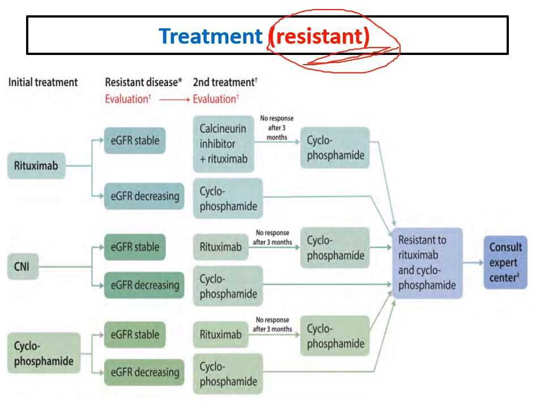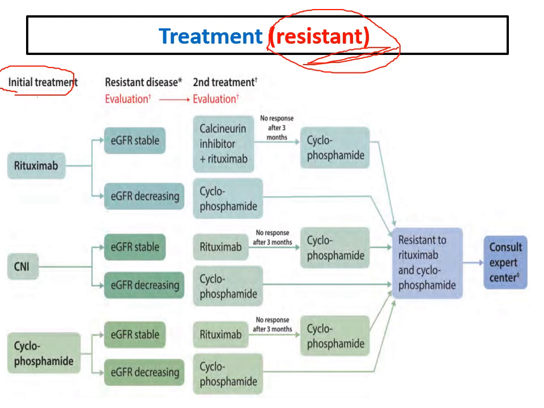Before we start, we should consider our golden rule: in patients with deteriorating kidney function or decreasing GFR, the best option is cyclophosphamide. If there is normal GFR, we can use CNI or rituximab. But if there is deterioration, we should use cyclophosphamide. This is an algorithm for how to deal with resistant cases.